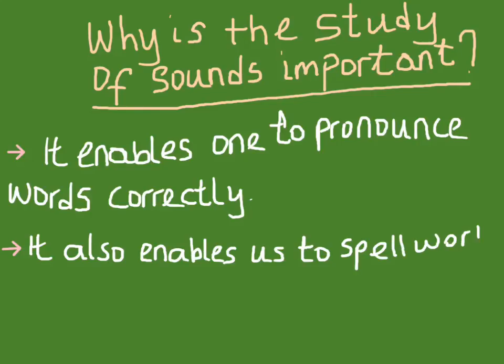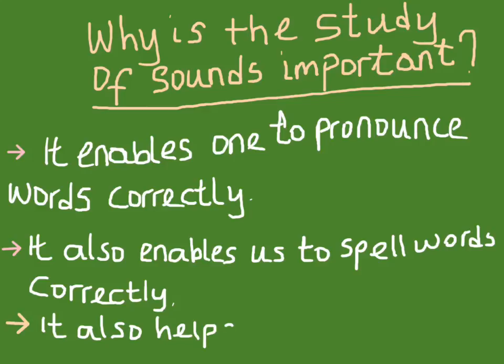So when you're able to know the sound of a letter, then you're able to know the sound of every letter in a word. From knowing the sound of each letter, combining it to the sound of the next letter, so finally forming the sound of all the letters in a word, then you'll be able to pronounce that word correctly. Also, the study of sound enables us to spell words correctly.